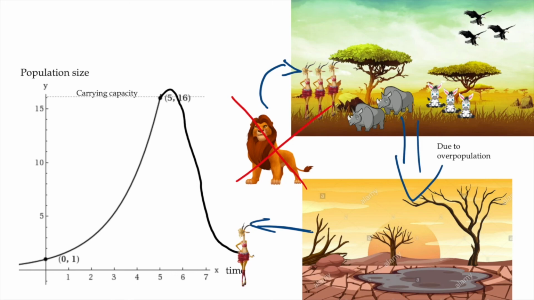At the same time, density-independent factors such as drought during the dry season decrease plant growth and lead to a decreasing population even though no predators are present.